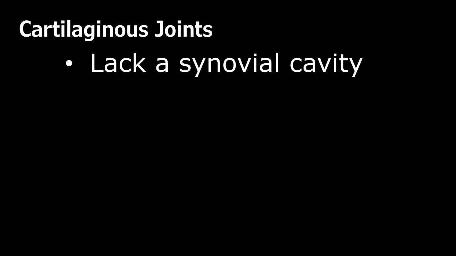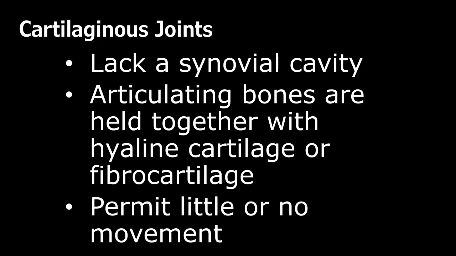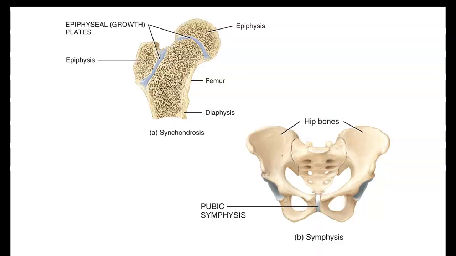Cartilaginous joints are going to lack a synovial cavity, and the articulating bones are going to be held together with hyaline cartilage or fibrocartilage. These will permit little to no movement. These can be found in things such as the growth plates. So you see here it's an epiphyseal plate.